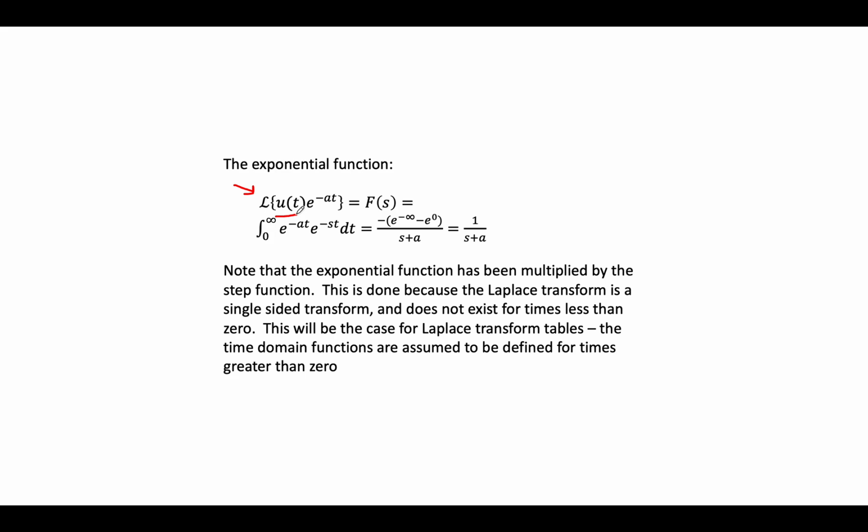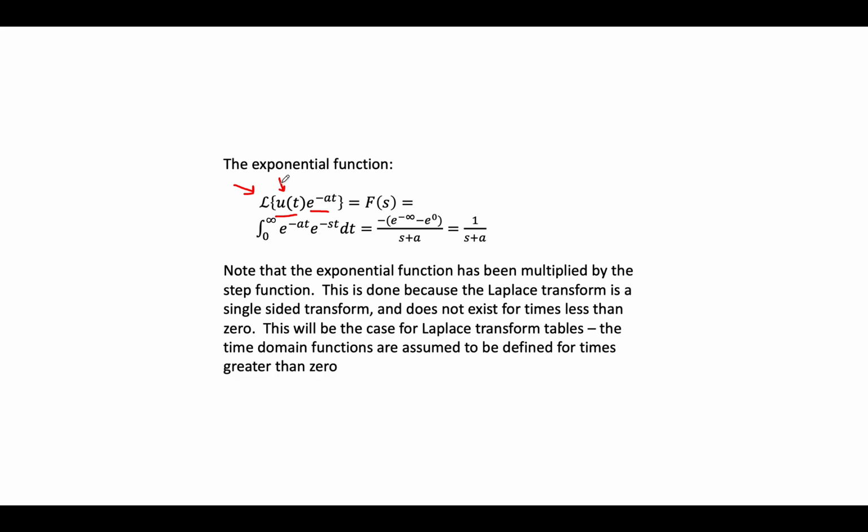In the applications for which we're going to be using the transform, as we said, we're using a single-sided transform. E to the minus at exists for negative times. So we can't really take a Laplace transform of any part of e to the minus at except for the part that exists where t is greater than or equal to 0. So in order to convey that, we put the u of t here to represent that this function does not exist for t less than or equal to 0.